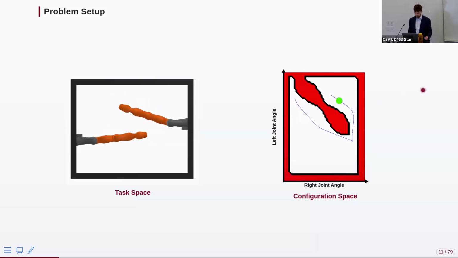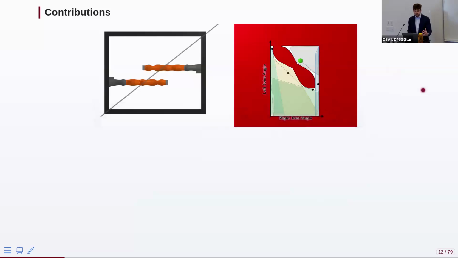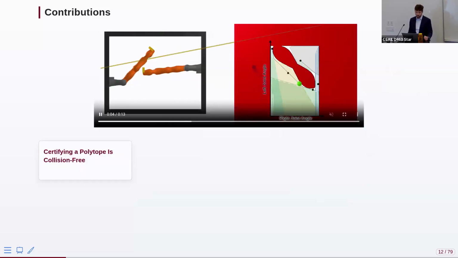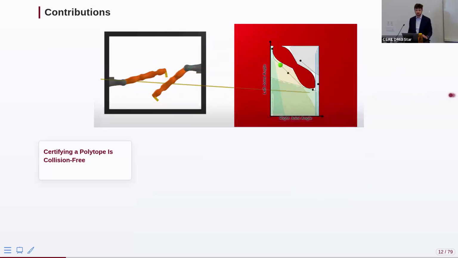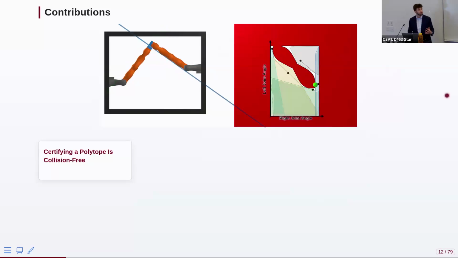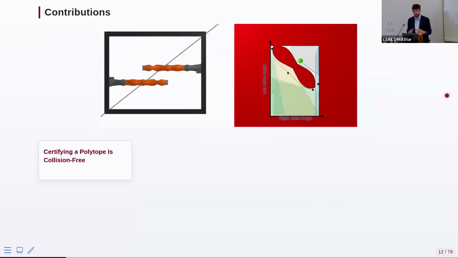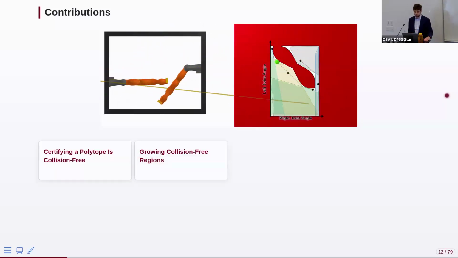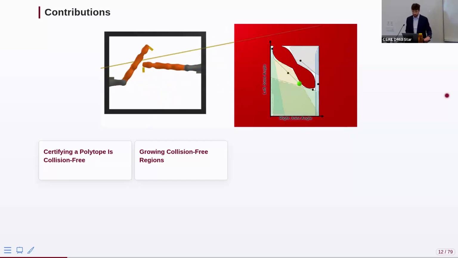And so in this line of work, what we do is we give a principled method for certifying that an entire full dimensional region in configuration space contains no collisions. And this is the first efficient method for doing these full dimensional regions in configuration space. We're also going to give a method for actually growing these regions in practice, because in high dimensions, just guessing a polytope is just not going to be feasible.